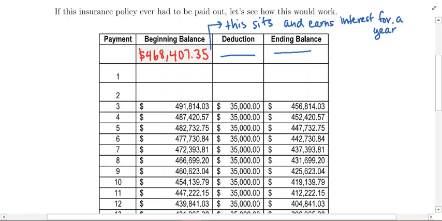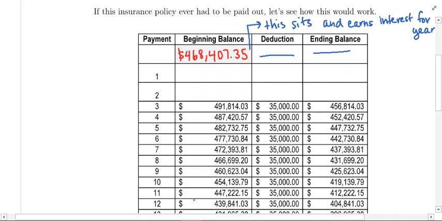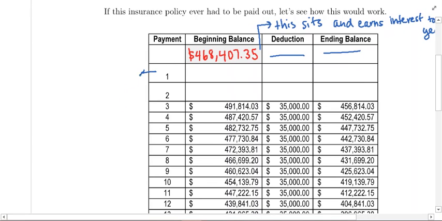And then it's time to make the first $35,000 payment to John's wife and child, okay? Before we can do that, we need to see what is the starting balance, okay, when it's time to make that first payment, okay? Because again, it's going to be a different amount than this $468,407.35 because that money has been sitting there for a year earning interest, okay? So I'm going to go out to the side over here, and I'm going to calculate what this new beginning balance is going to be, okay? All right, so this money has been sitting there for 1 year, okay? That's a short time frame.